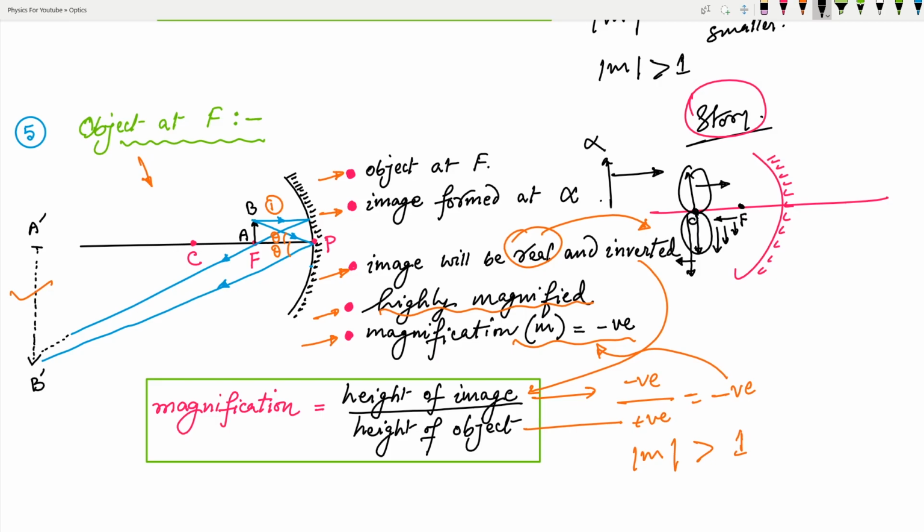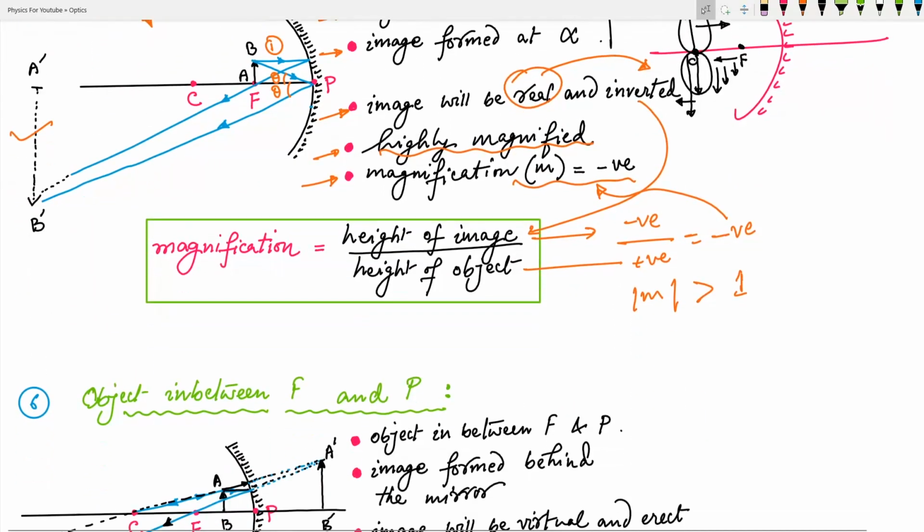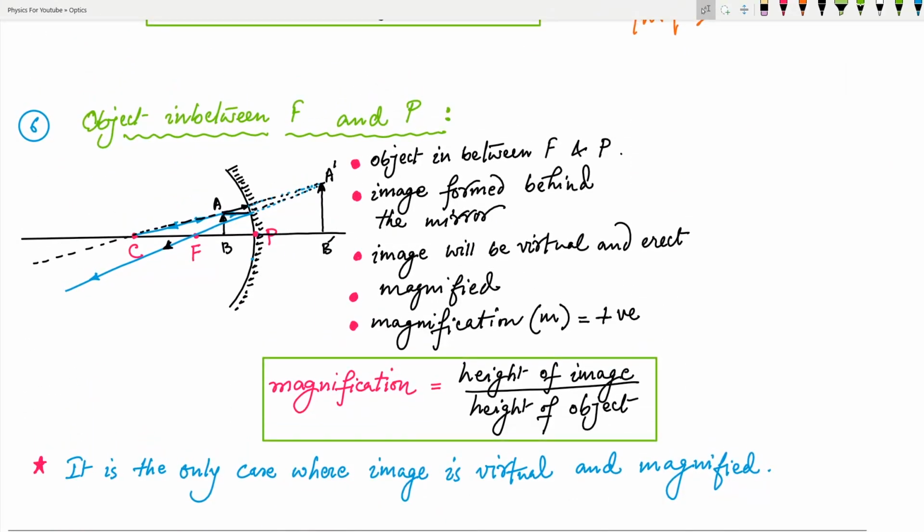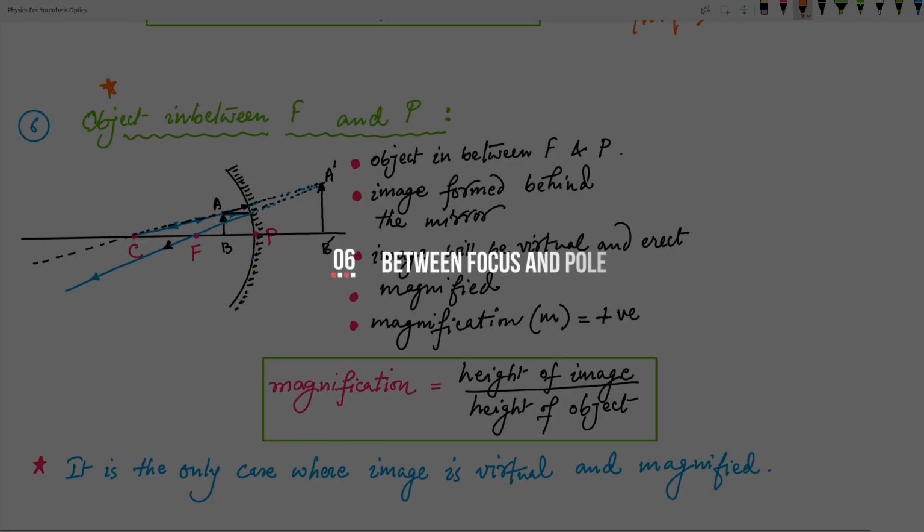So this is the wrap up of the 5 cases. Now the 6th case is different from the 5 cases that we have seen. There is no link between 1 to 5. This is a separate case and a very important one. I will give a star here. Understand this: whenever the object is between focus and pole.